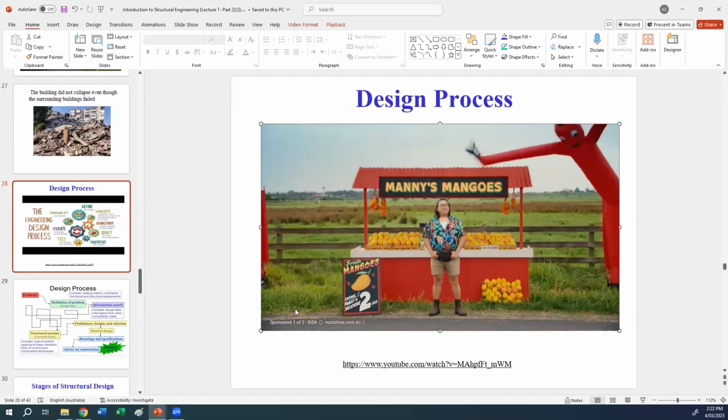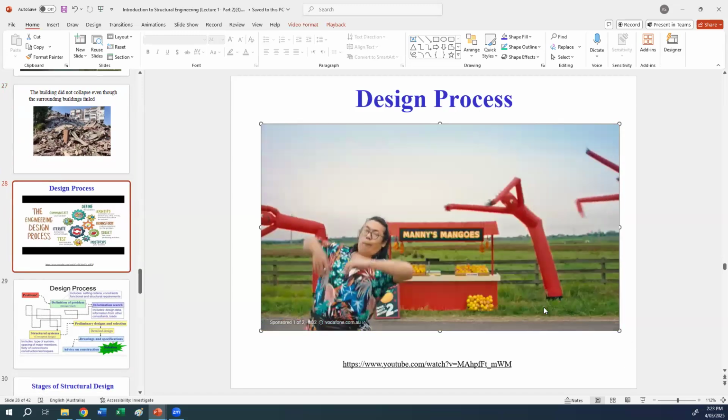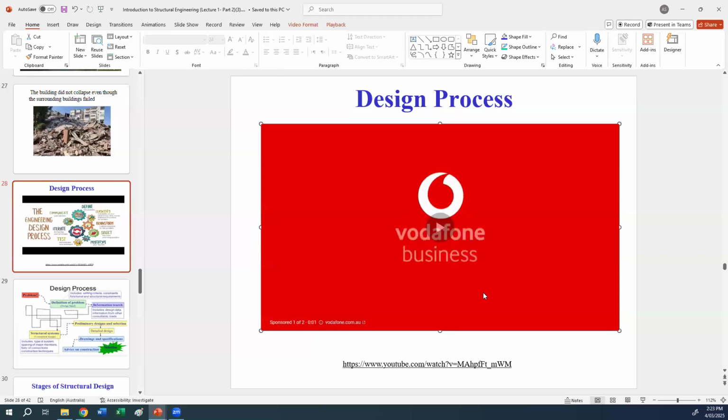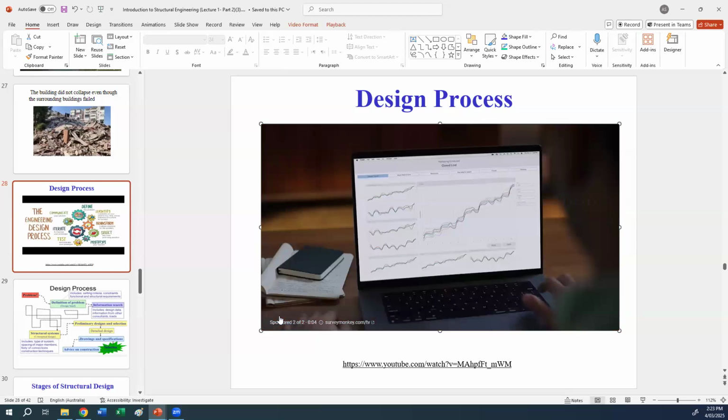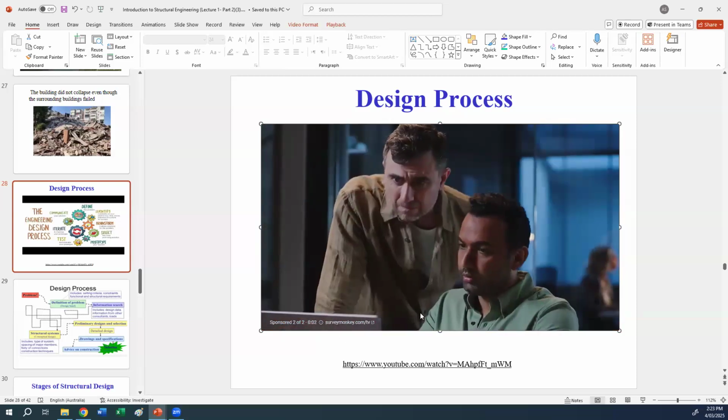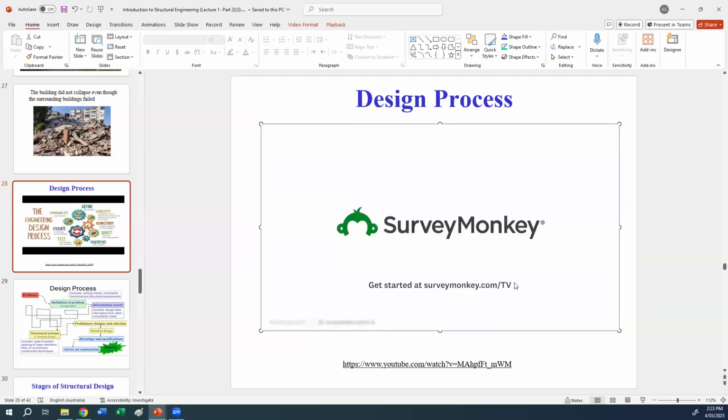Vodafone have doubled their network coverage, so you can get your business out there. Data without context doesn't tell the full story. Understand why with SurveyMonkey.